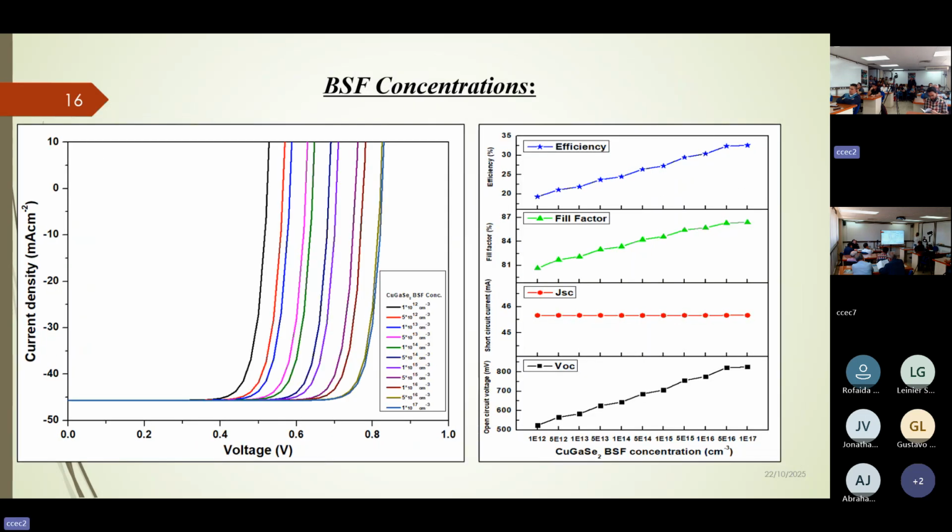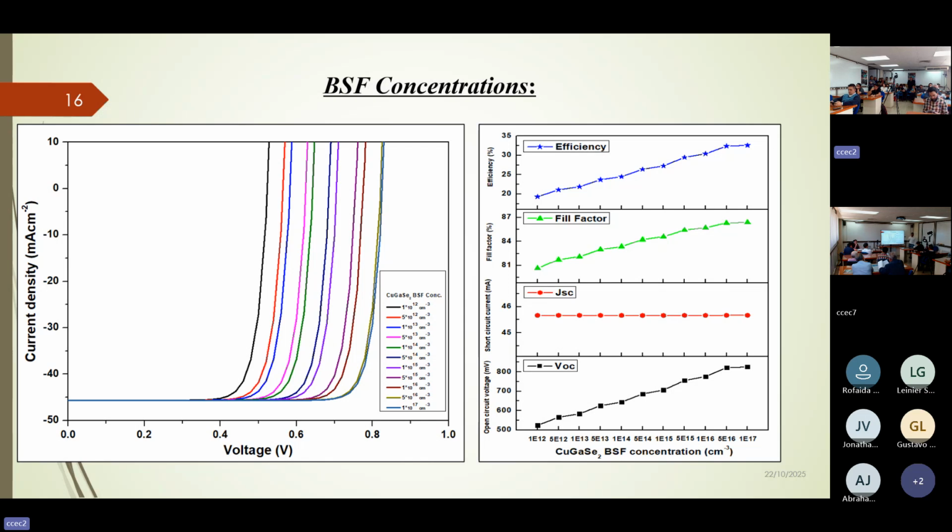Similarly, for the BSF concentration, we can see the increasing concentration. For the BSF material, it should have high concentration. Why? Because with higher concentration, for example, hole concentration can help the formation of ohmic contact. So with increasing carrier concentration, it increases to a high value, I think up to 32%.